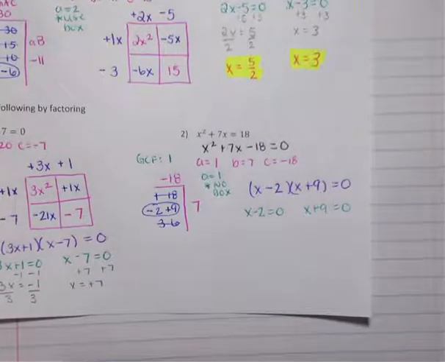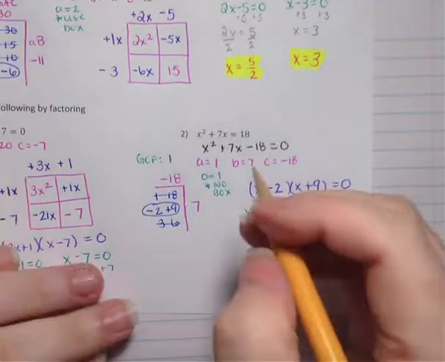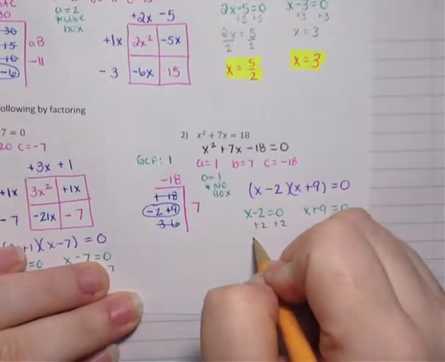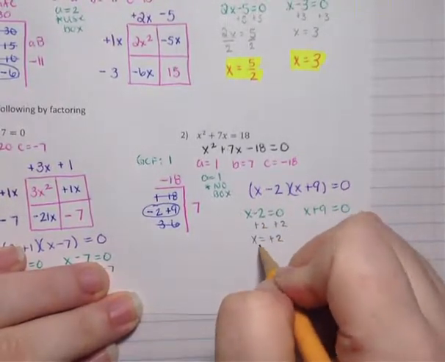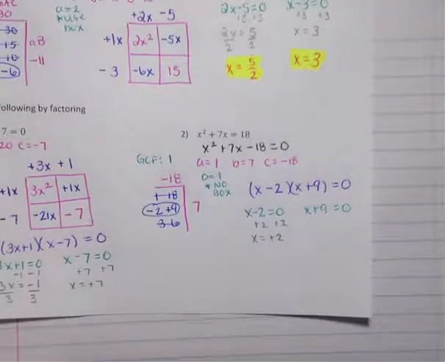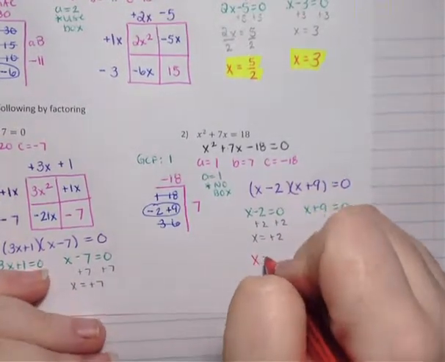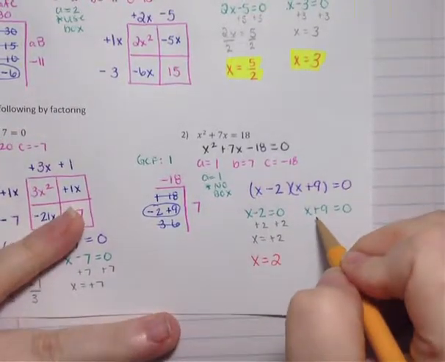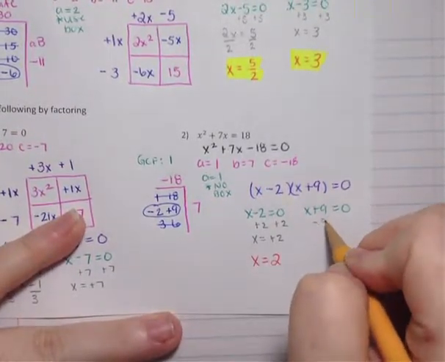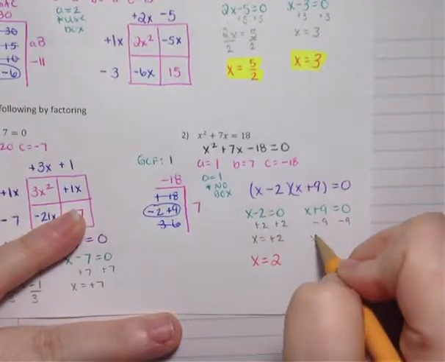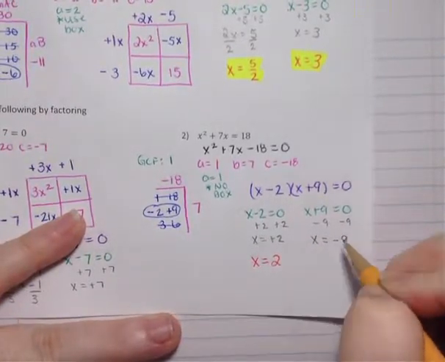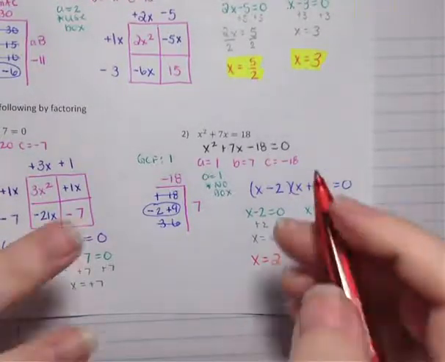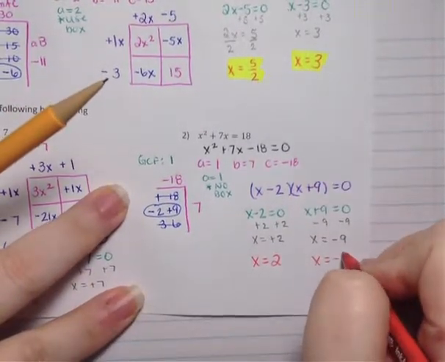And now we solve for the values of x. So for this one, I need to add 2 to both sides. We get x is equal to positive 2. X is alone, so x is equal to 2. On the second one, we subtract 9. We'll end up having x is equal to a negative 9. 0 minus 9 is negative 9. X is alone, so our answer is x equals negative 9.